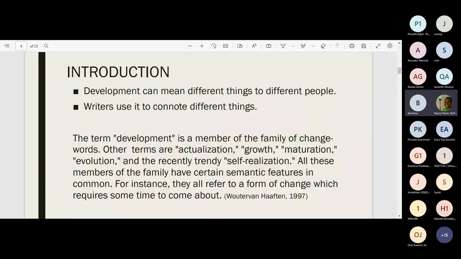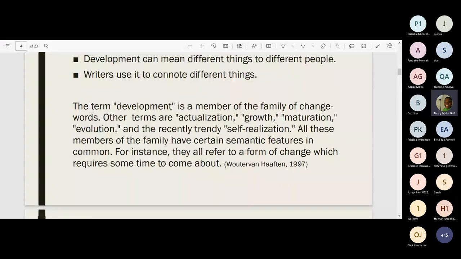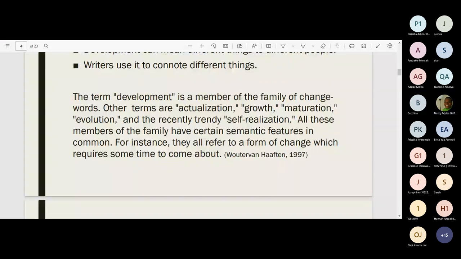Introduction. Development can mean different things to different people. Writers use it to connote different things. The author we gave you to read, the first author, Uta Van Hafton, has a certain understanding of development. He looked at development from various perspectives and then rounds it off. That's what we see on our screen. One of you should read it for me, please.